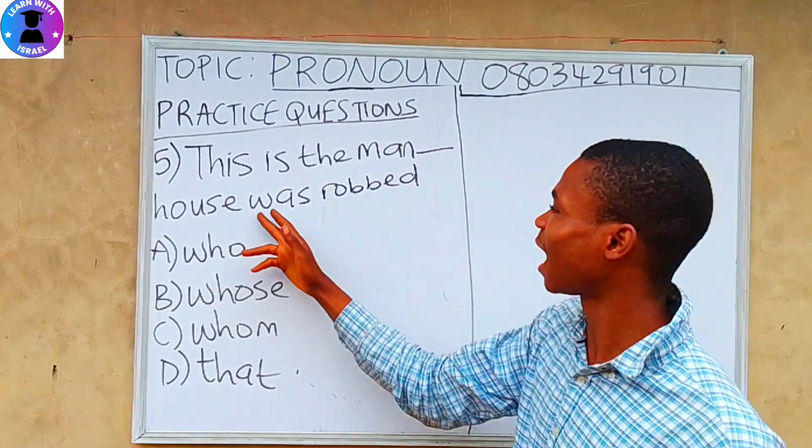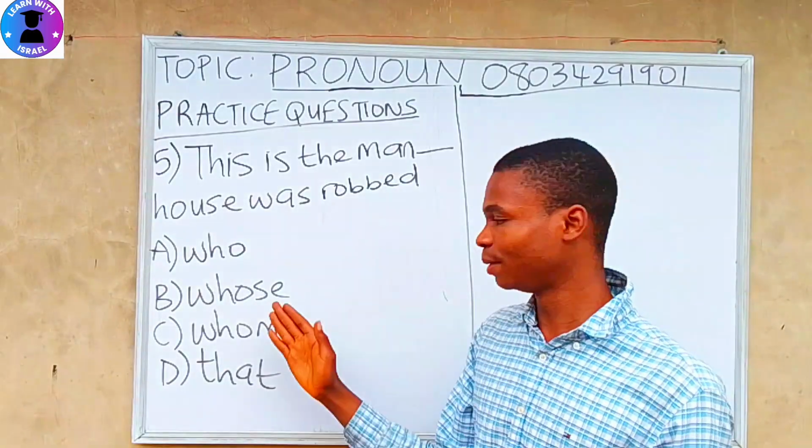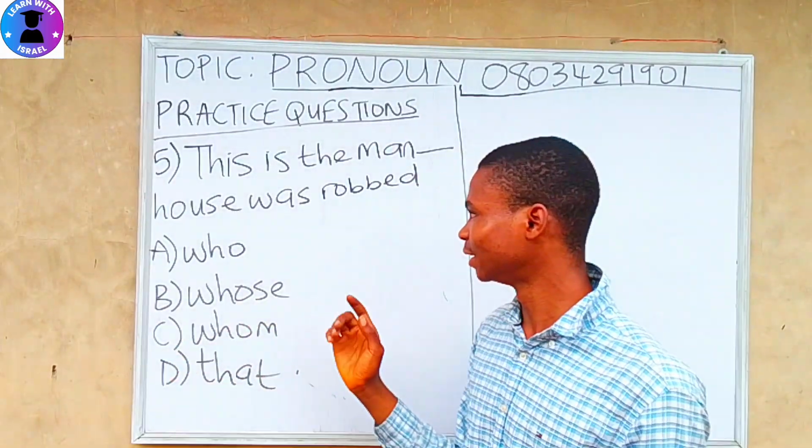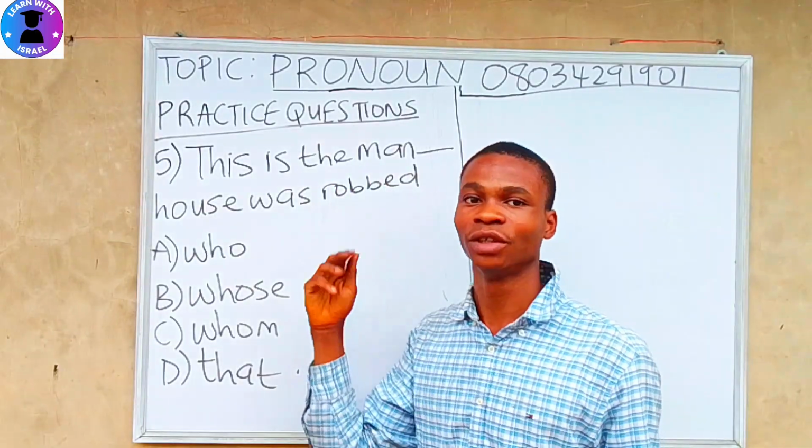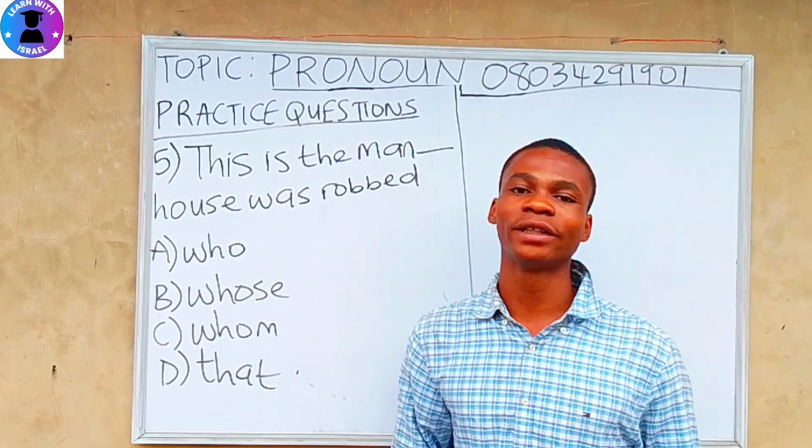This is the man dash house was robbed. A, who, B, whose, C, whom, D, that. I hope you know that this question should deal with pronoun on possession. So drop the answer in the comment section.